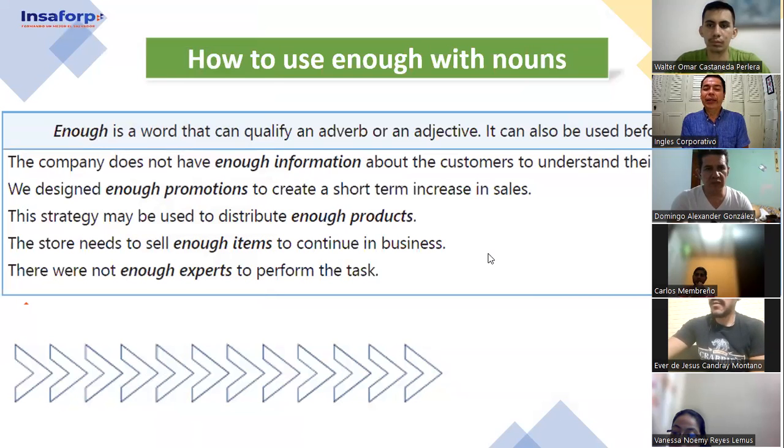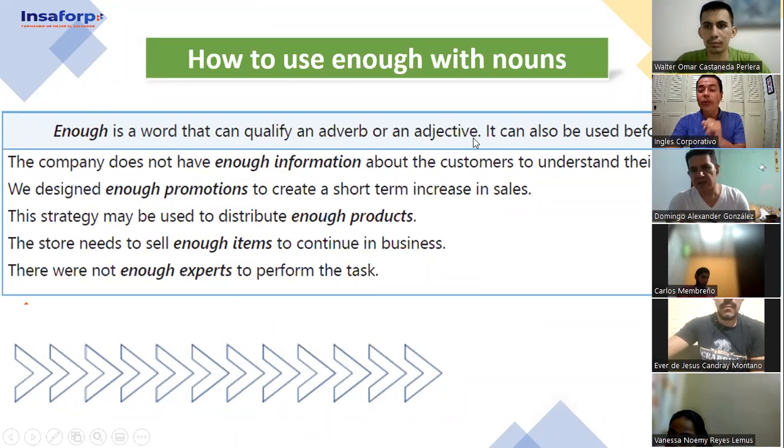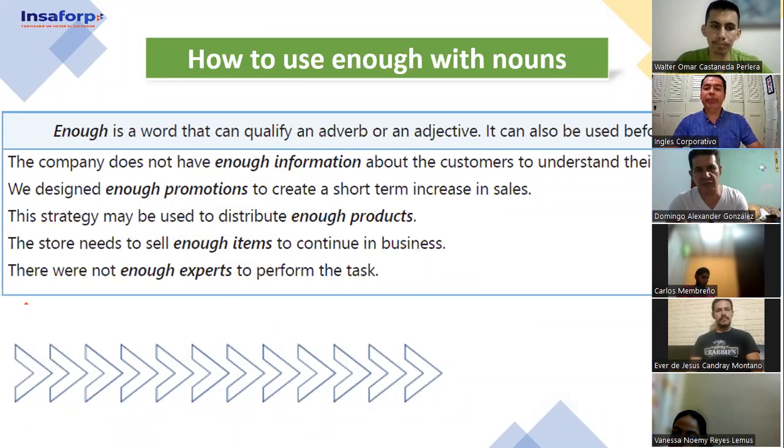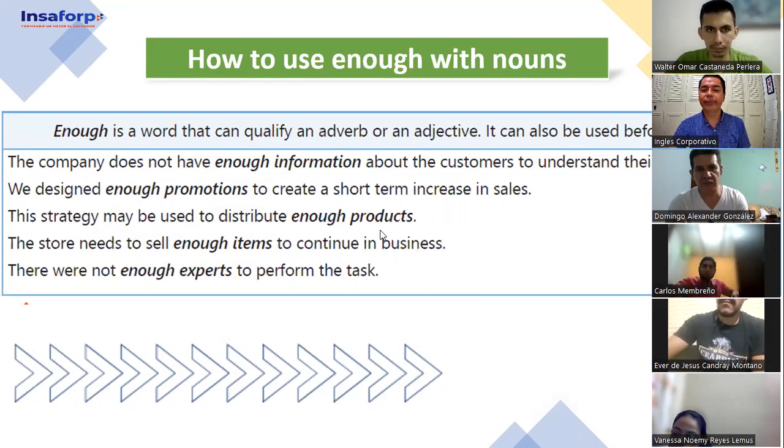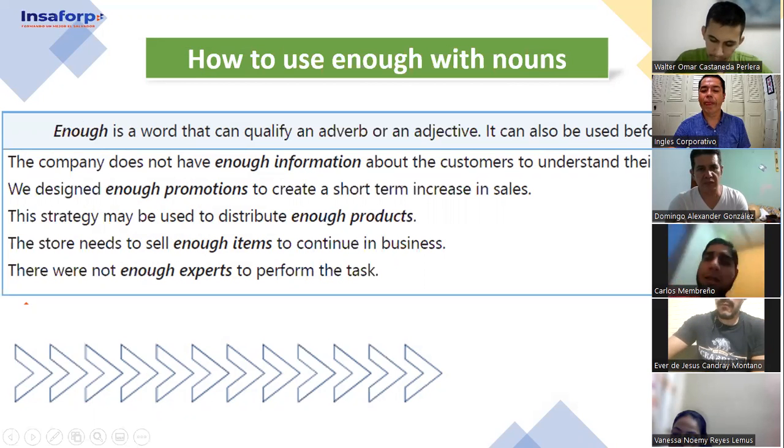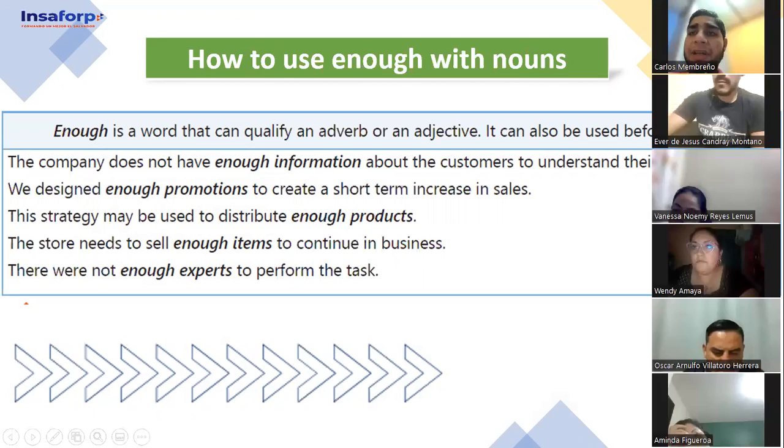with this topic. Remember that last time we were talking about "enough." It's a word that can be identified as an adverb or an adjective, but also can be used before a noun, right? So tonight we're going to learn this. Let's go to the first example. Please, Carlos, can you read the first example for me? The company does not have enough information about the customers to understand their needs.